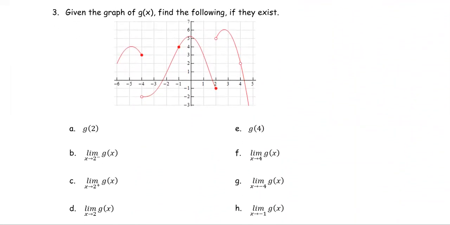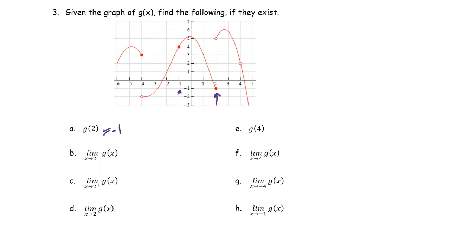For number 3, given the graph of the function g of x, find the following if they exist. Part A is the function value, g at 2. If g at 2, that means we just look at the point x equals 2, and the function is given the value negative 1. So part A, the answer is negative 1.